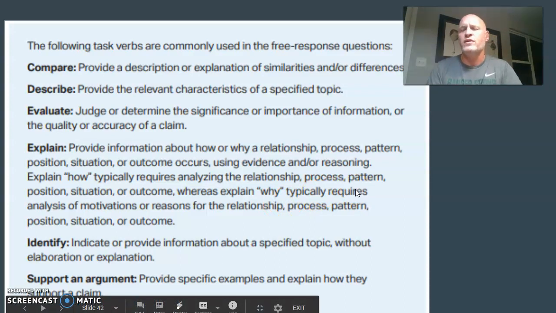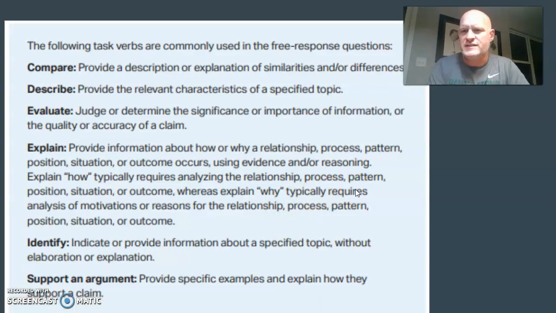If you'd like, you can pause this section and take a look at what each one of those particular tasks means: to compare, describe, evaluate, explain, identify, or support an argument. I'm not going to read those to you. You can pause it right here and check out those so that you're clear on what those things are asking you to do in a short answer question.